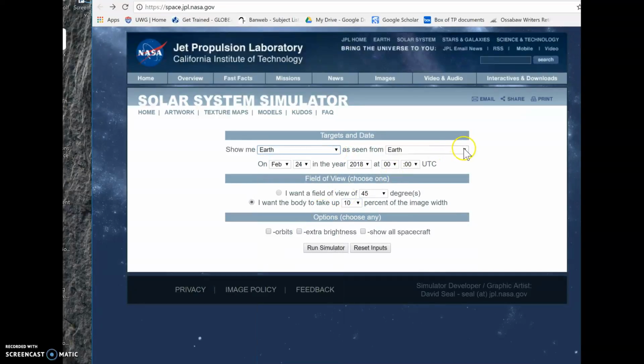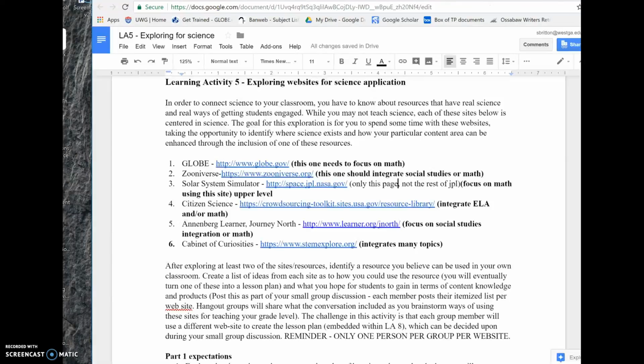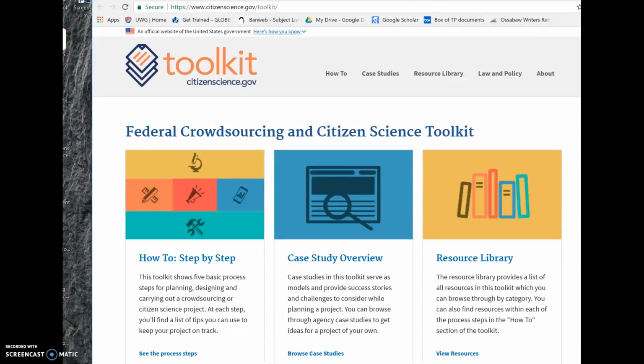Now, you have to actually put it in every single time what it is that you want to see, but it should be really cool for some of your students to play with. You can actually use it to integrate math in terms of how far away is the Earth from different planets. There's a lot of ways of playing with this one. So I think you could, in actuality, do a lot of math at the upper level. There's the obvious science connection to this.